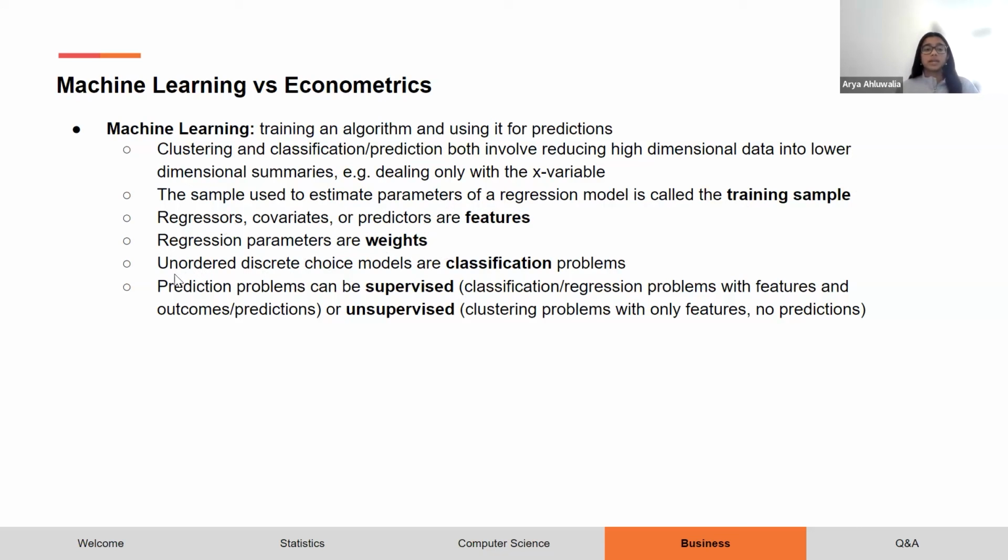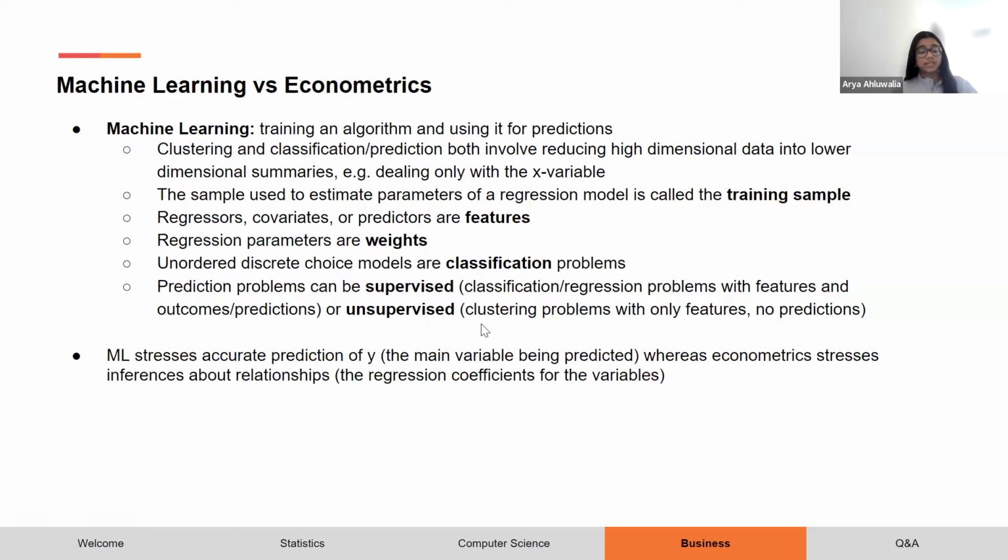So in machine learning, unordered discrete choice models are called classification problems. And we also have prediction problems, which is where you actually predict the Y variable. These can be supervised, which is when there are outcomes and predictions, so it's the whole equation. Or these can be unsupervised, which is when you're not really looking at predicting a variable, but just clustering the data that you already have.